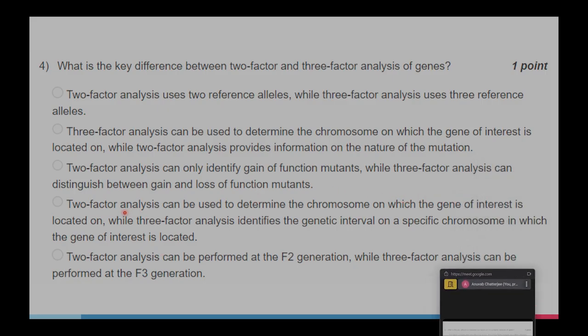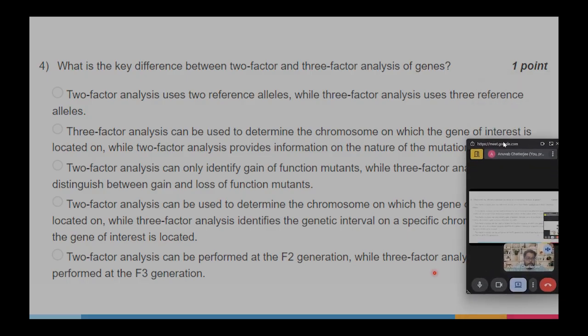Two-factor analysis can be used to determine the chromosome on which the gene of interest is located, while three-factor analysis identifies the genetic interval on a specific chromosome in which the gene of interest is located. Two-factor analysis can be performed at F2 generation, while three-factor analysis is performed at F3 generation. So I will give you a moment to try and figure this out.